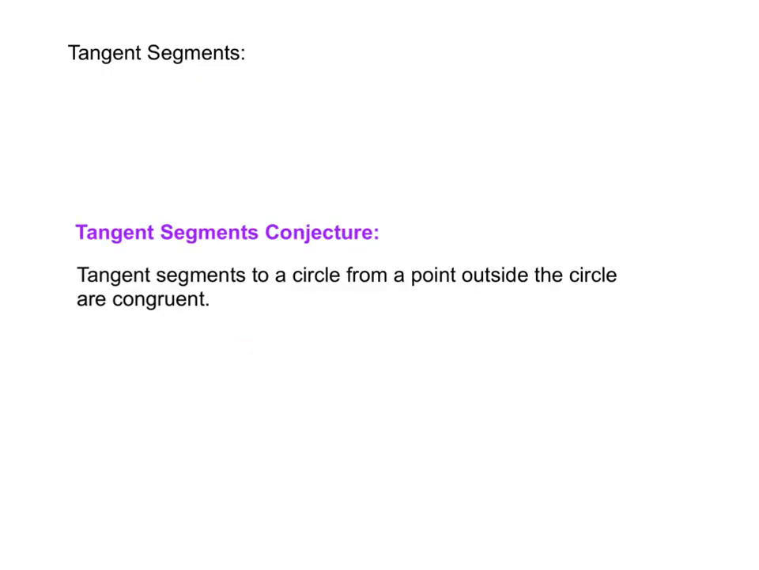So tangent segments, probably not a term you'll hear that often, but it's just line segments that are tangent to a circle, and they can form angles and stuff like that that could be important. So, for example, here in this next conjecture, tangent segments to a circle from a point outside the circle are congruent. So in this picture I just drew, these two tangent segments are going to be congruent.